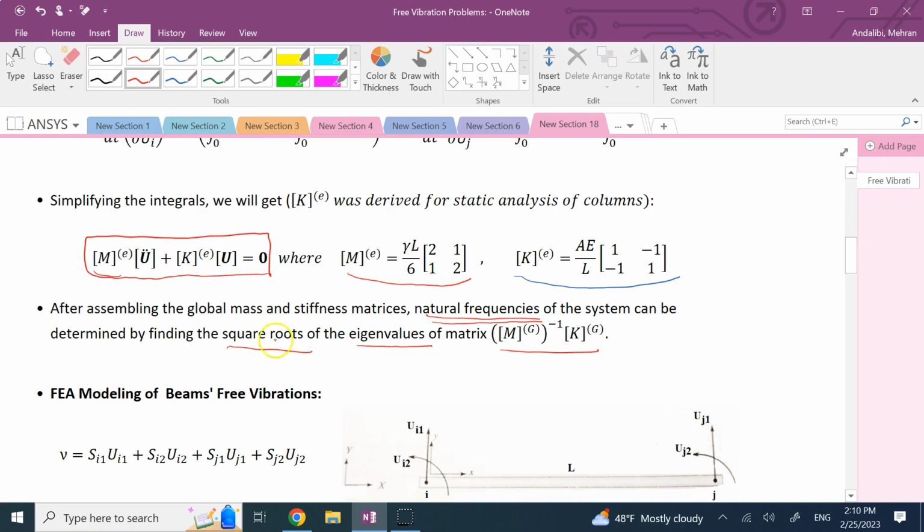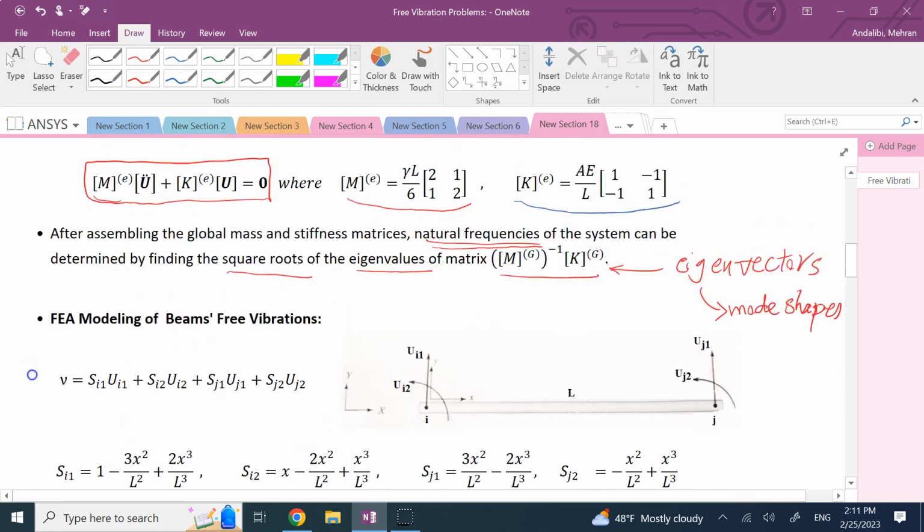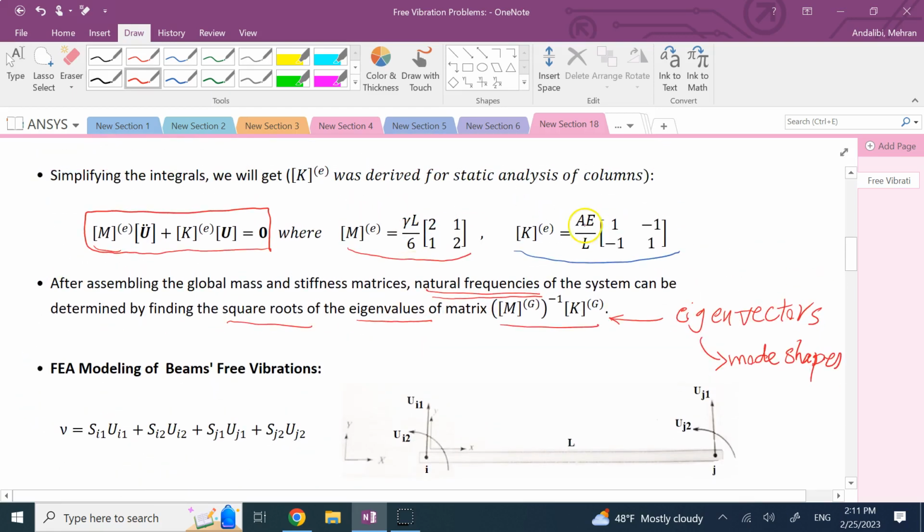Now here we are mostly after the natural frequencies, but if you want mode shapes, then you want what? You want the eigenvectors of this matrix. So eigenvectors of this matrix are your mode shapes. Okay, so this is the M matrix, this is the K matrix.